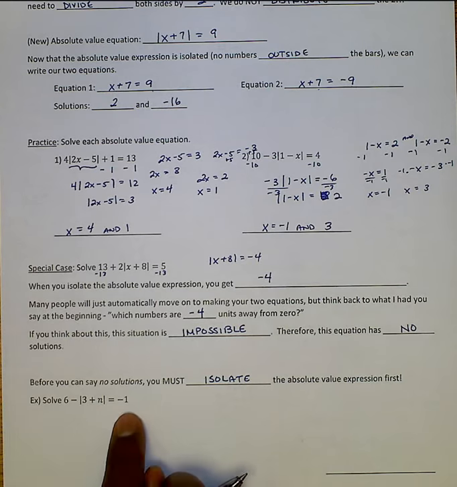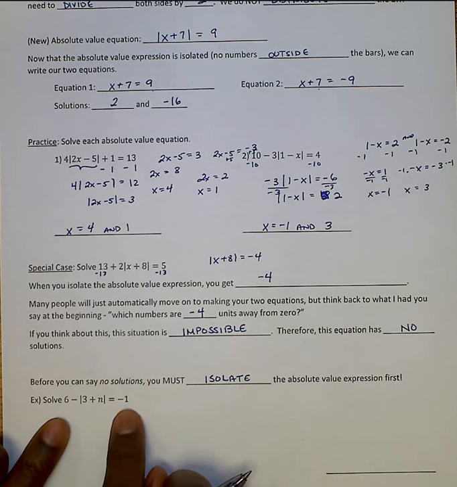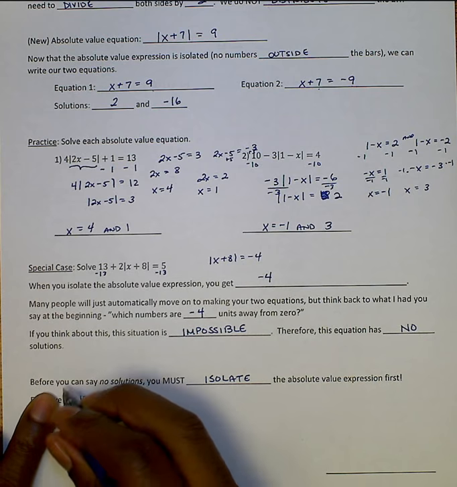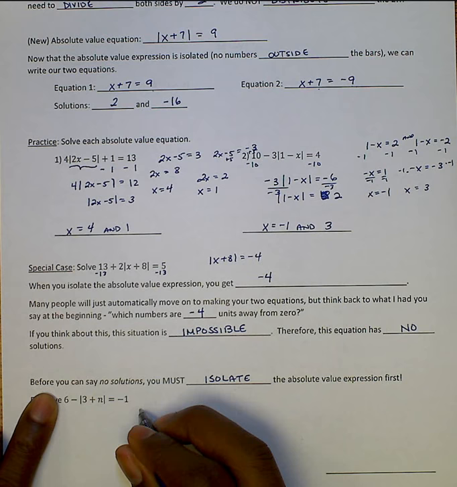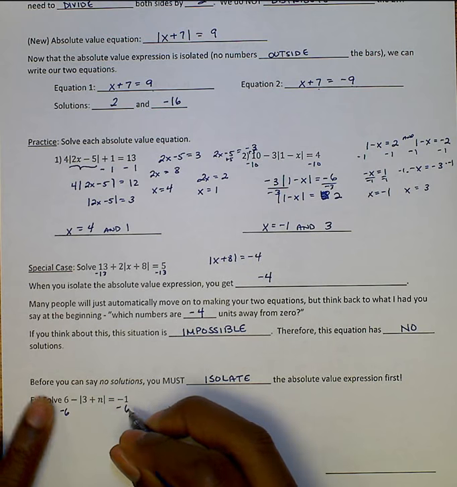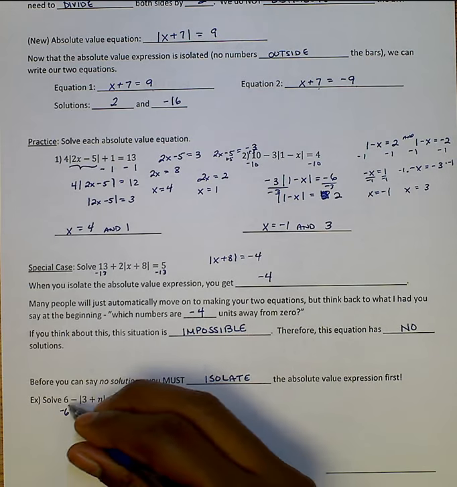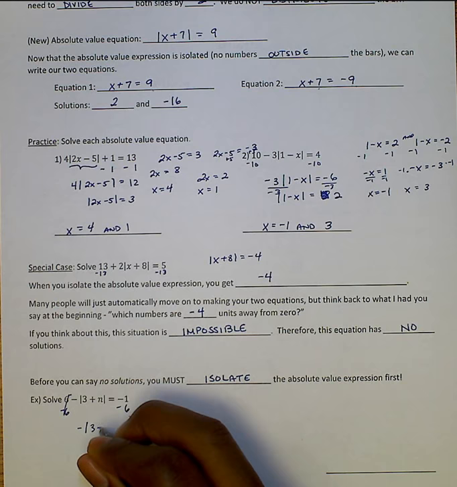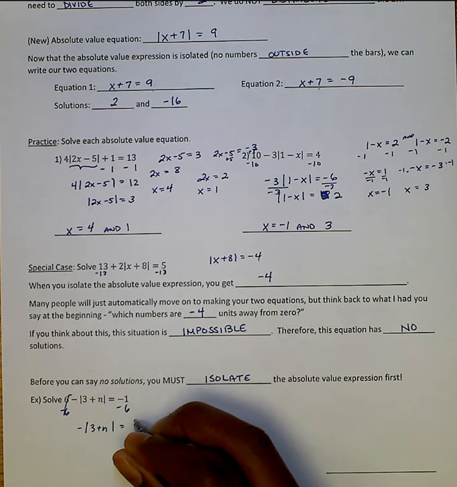So look at this situation. There is a negative number here. There's negative 1, but that doesn't mean, nope, we can't do it. That's kind of a shortcut cheater's way out. Don't be lazy. You got to go through and do the whole thing. So before I say no solution, I'm going to make sure I have my absolute value by itself. Subtract 6 from both sides, and that will give me negative absolute value of 3 plus n equals negative 7.